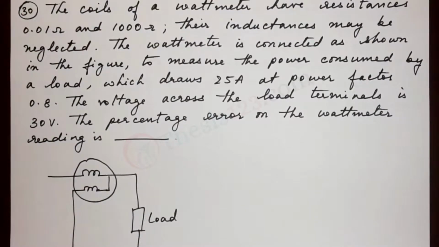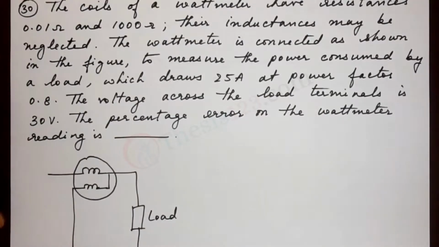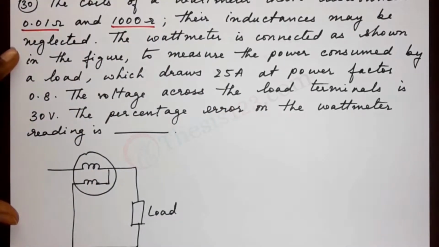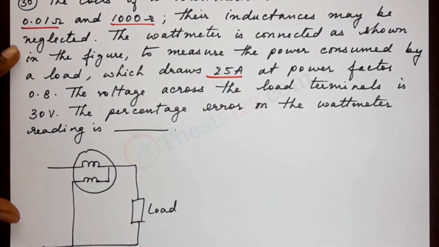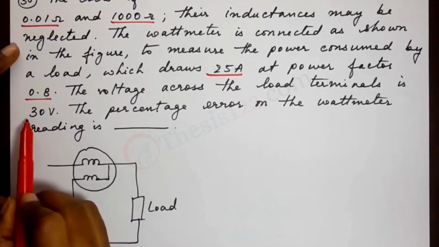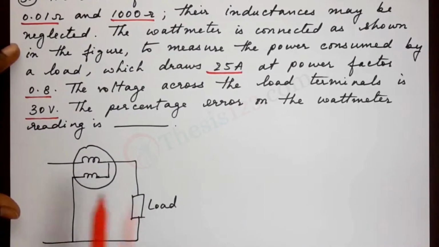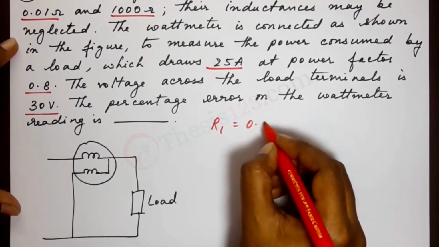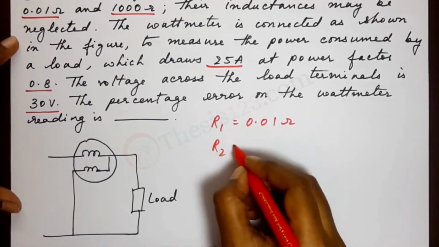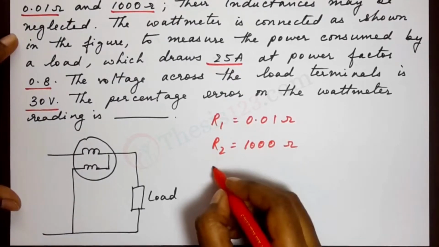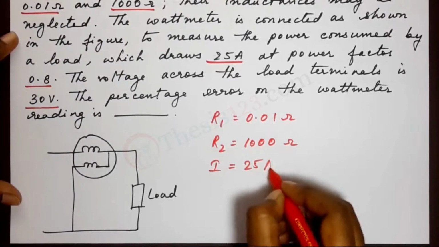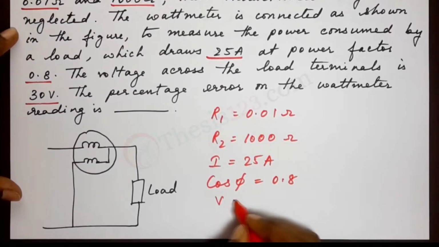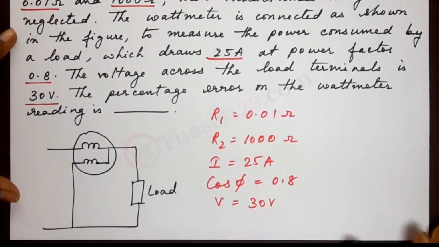Okay, so let's begin by writing down what's given to us. We have the resistances as 0.01 and 1000 ohms. We have the current drawn at 25 amps, power factor of 0.8, and the terminal voltage as 30 volts. So we'll note all of that down. R1 is 0.01 ohms. R2 is 1000 ohms. Current I is 25 amps. Cos phi is 0.8 and the voltage is 30 volts.